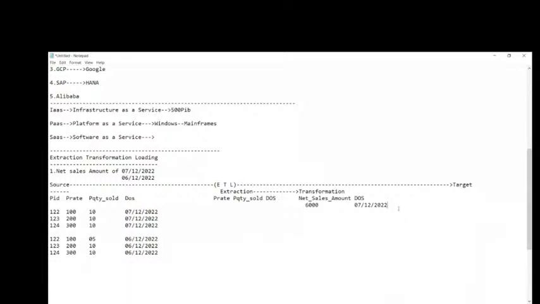And what about the next one? What is the next day you have? The previous day is the 6th day. Can you see here?